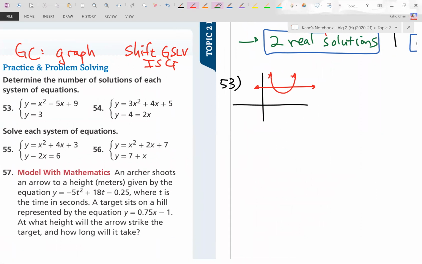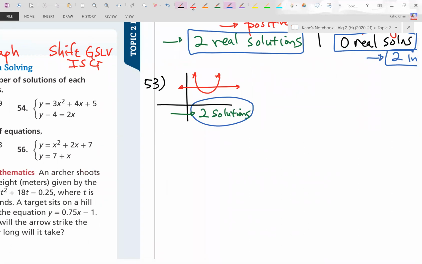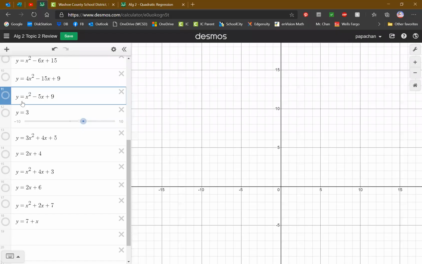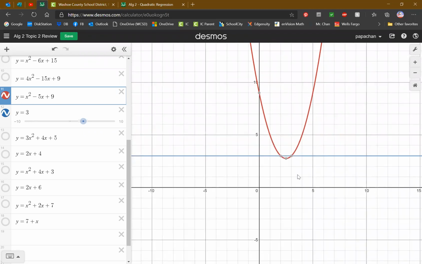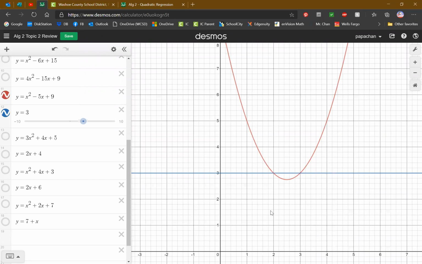Oh, by the way, this is 2 solutions because they cross each other twice. That's it. They just wanted to know the number of solutions. Yay. And 54, let me show you that with decimals. There's my first equation, turn on, and my second equation, y equals 3. There they are. Zoom in a little bit, they do intersect each other twice.